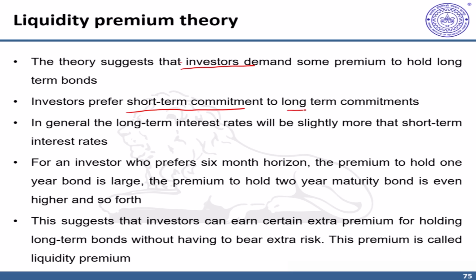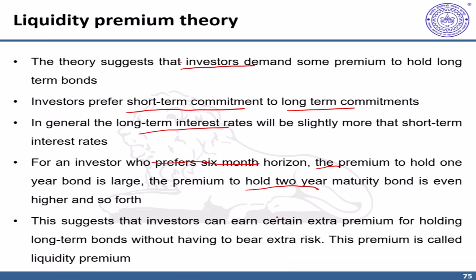So they prefer long-term commitments less, and therefore, if you want to push them to hold these investments, they would require some kind of additional premia, and that is why long-term interest rates generally would be higher than short-term interest rates, in order to compensate investors. For example, if an investor has a preferred 6-month horizon, in order to make them hold a 1 year investment bond, you need to offer some premium. Similarly, to offer a 2 year bond, you need to offer an even higher premium.